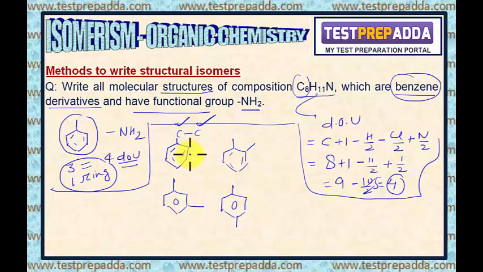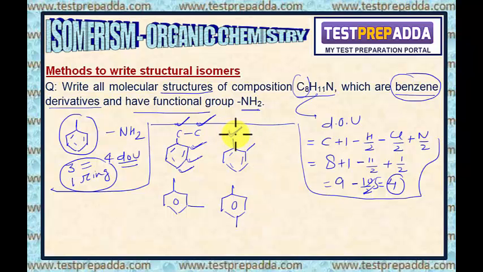I can place NH2 here. That is 2. I can place NH2 here, here, and here. So there are how many cases? 1, 2, 3, 4, 5 associated with this skeleton. Now in this case, we can place NH2 here. Whether you place NH2 here or here, it will be the same. So we will not count this one.